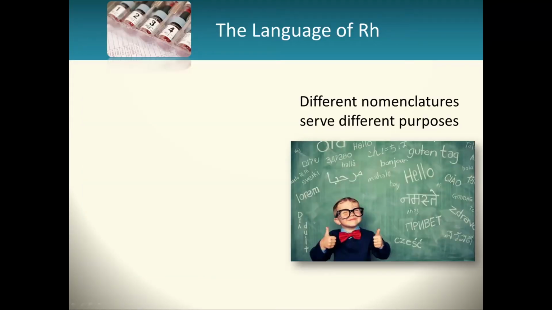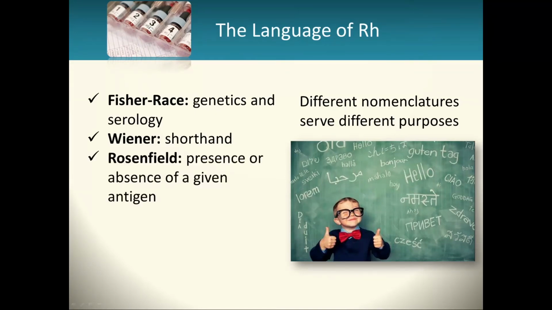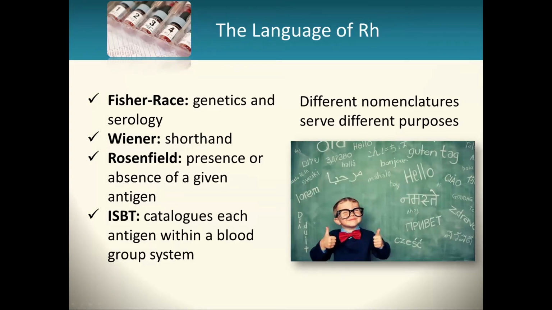Okay, now for every blood bank student's greatest dream: learning the language and the different nomenclatures of the Rh blood group. The different nomenclatures serve different purposes. And we'll talk about the Fisher-Race nomenclature first, which is an attempt to describe both the genetics and the serology of the 5 most clinically important Rh antigens. Then we'll learn the Wiener nomenclature, which can be thought of as kind of a shorthand of Fisher-Race. Next is Rosenfield, which describes the presence or absence of the given antigens. No genetics are involved here. And lastly, ISBT, which is a system that catalogs the antigens within any blood group system.